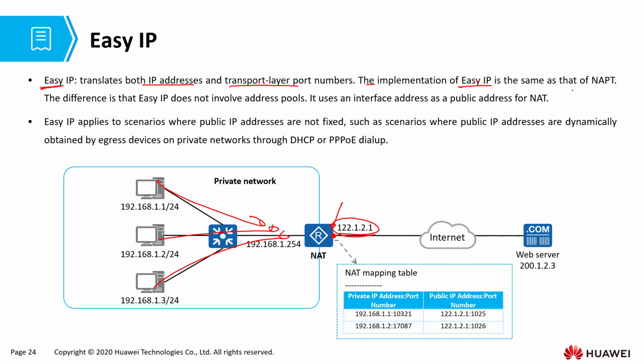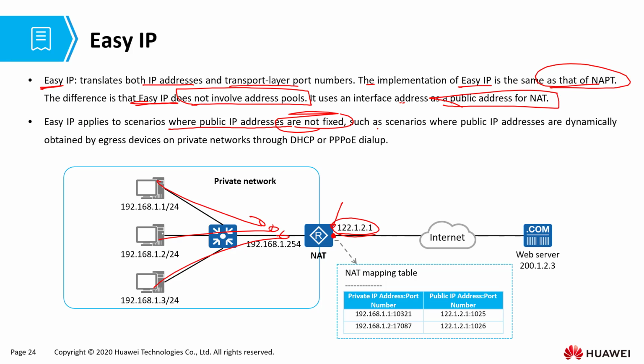The implementation of EasyIP is exactly the same as that of network address and port translation. The difference is that EasyIP does not involve address pools. You're going to see that that makes our configuration of EasyIP way simpler. It uses an interface address as the public address for NAT. EasyIP applies to scenarios where public IP addresses are not fixed, such as scenarios where public IP addresses are dynamically obtained by egress devices on private networks through either DHCP, dynamic host configuration protocol, or PPPoE dial-up, point-to-point protocol over Ethernet dial-up.